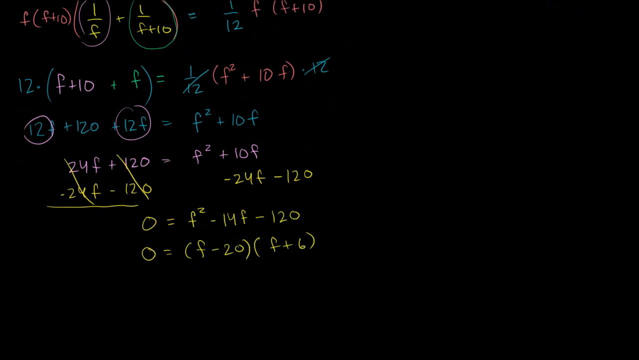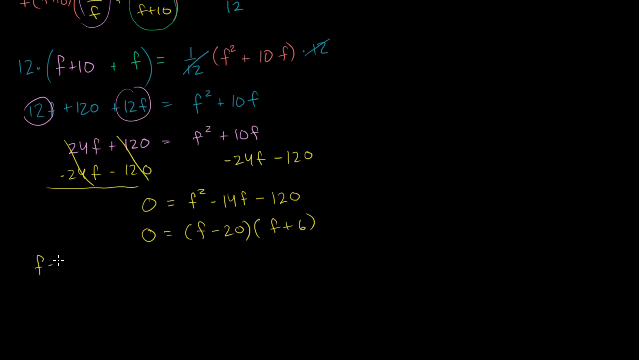And the only way that that's going to be equal to 0 is if f minus 20 is equal to 0, or f plus 6 is equal to 0. Add 20 to both sides of this equation, you get f is equal to 20. Remember, f is how many minutes it takes the fast hose to fill the pond. And if you take this one and subtract 6 from both sides, you get f is equal to negative 6. Now, it doesn't make any sense to say that it takes negative 6 minutes to fill the pond. So we can't use this answer. We need a positive answer.